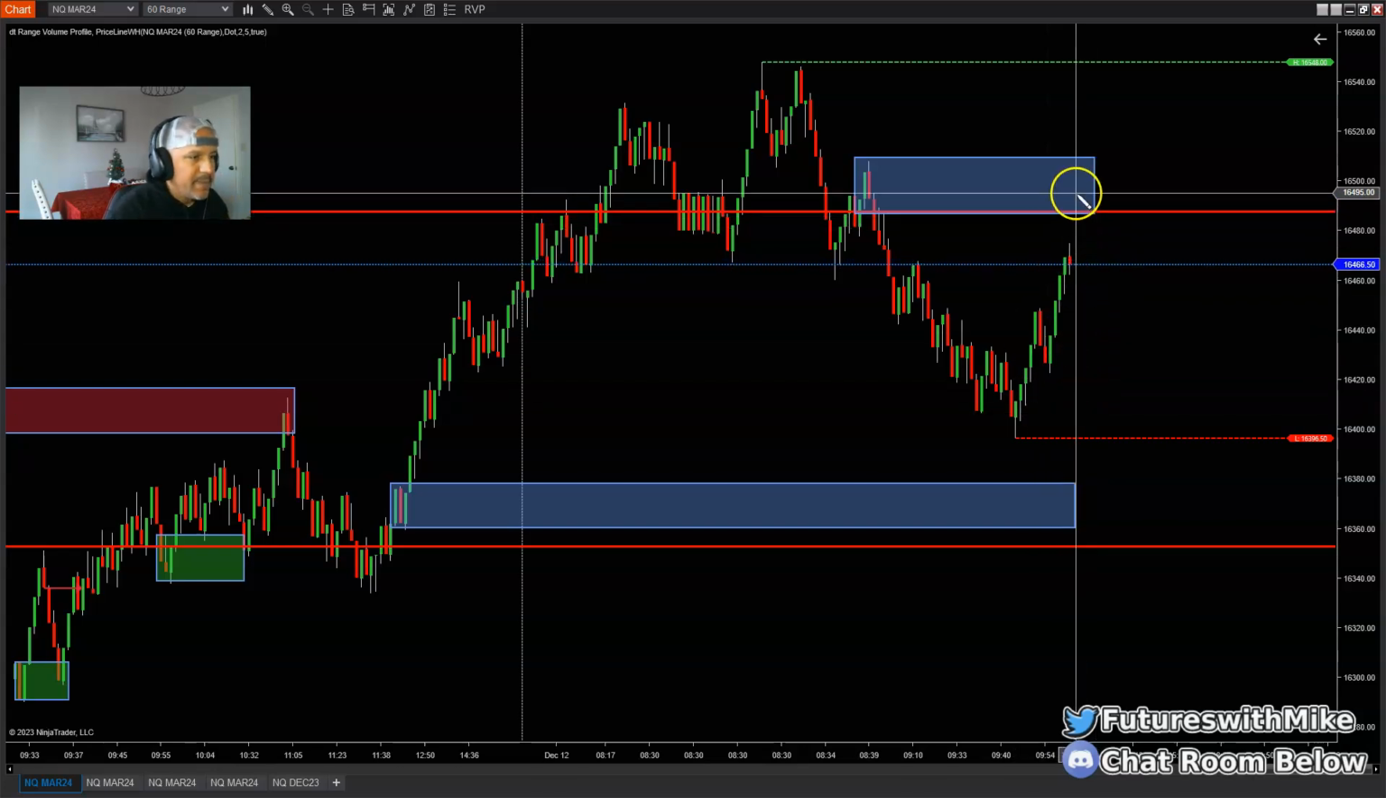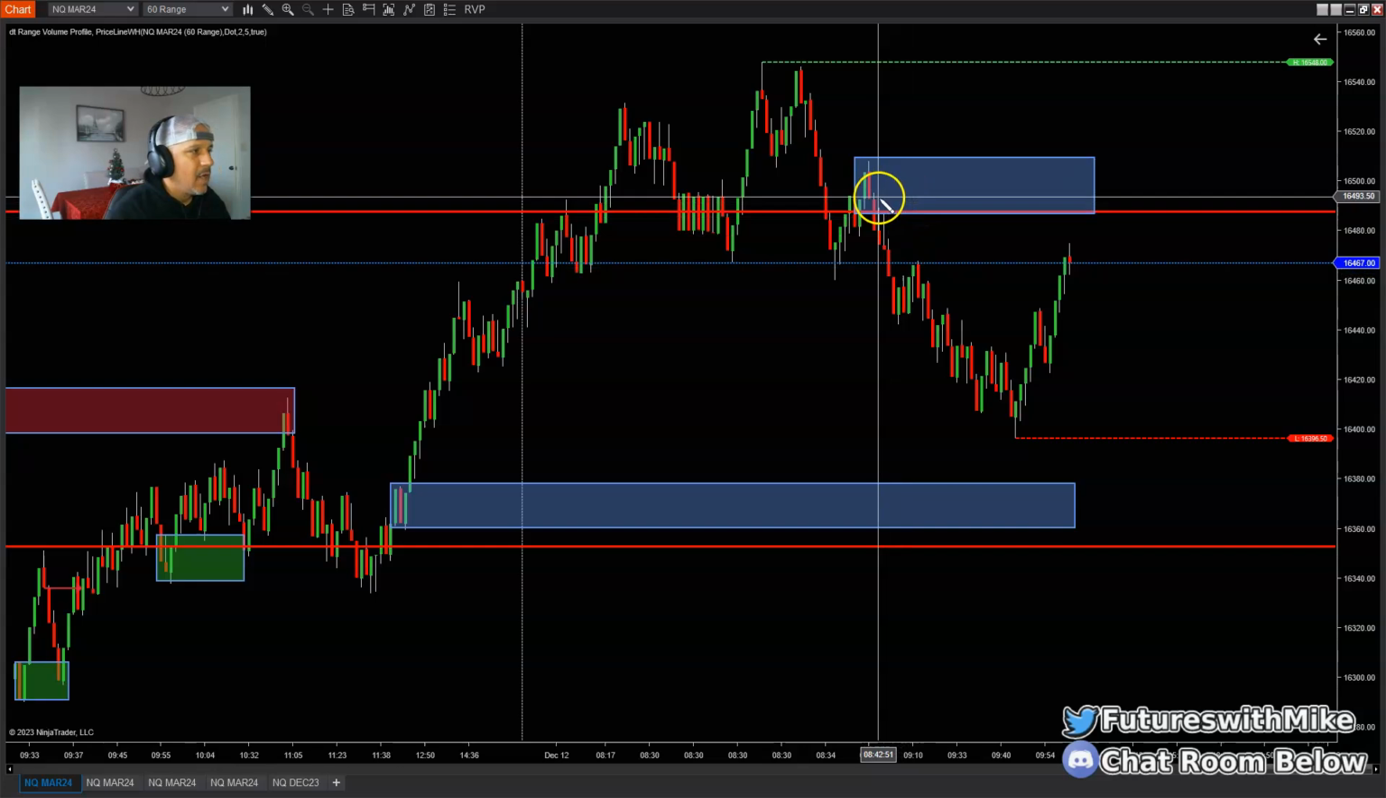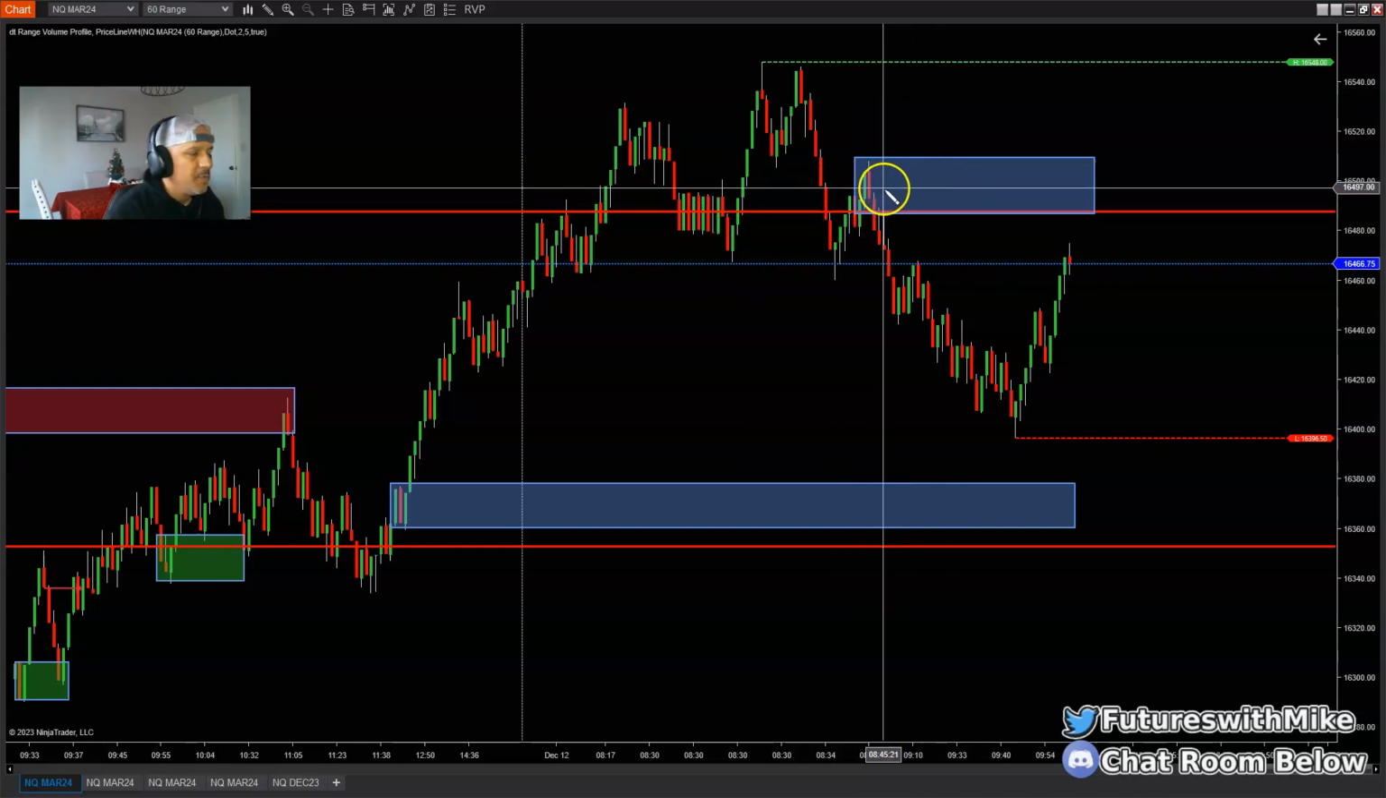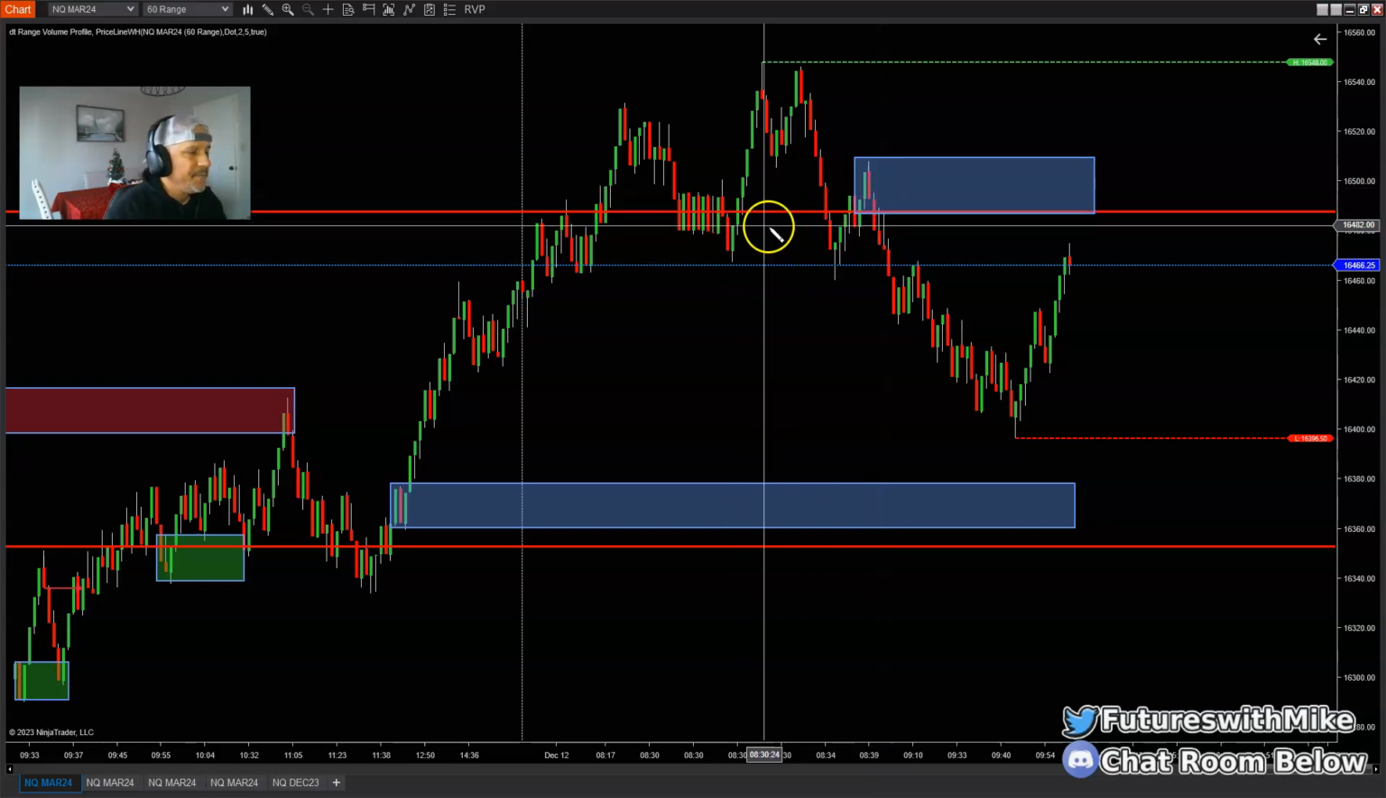So, pulling back, testing supply, okay? At this area of imbalance right here, there's a little imbalance resting within the zone. Once the market gets inside the zone, gets to that imbalance and we get rejection, I'm moving down to my lower time frame chart to see if there's any opportunity to go short, okay?